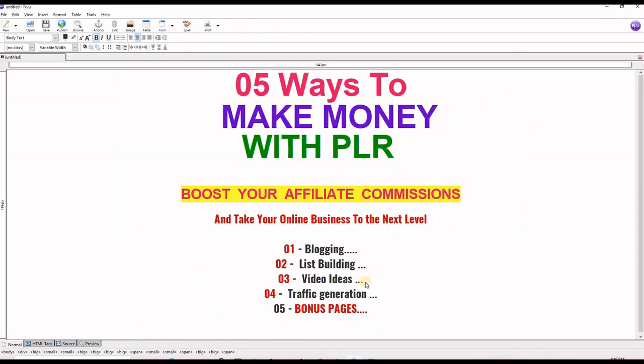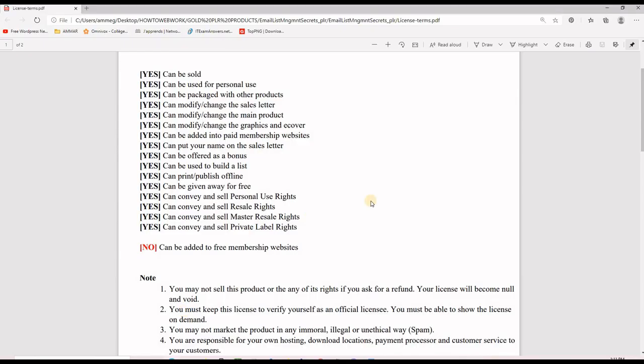Strategy number 5, which is my favorite one, is called the bonus pages. Most of the PLR products that you can purchase have something in the license that allows you to offer them as a bonus if people buy from your affiliate link, and this is what I'm talking about. It can be offered as a bonus.